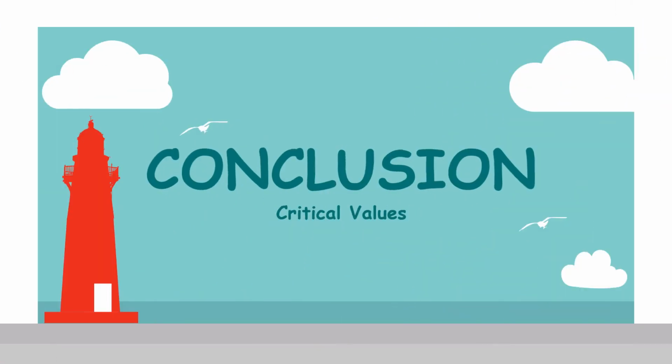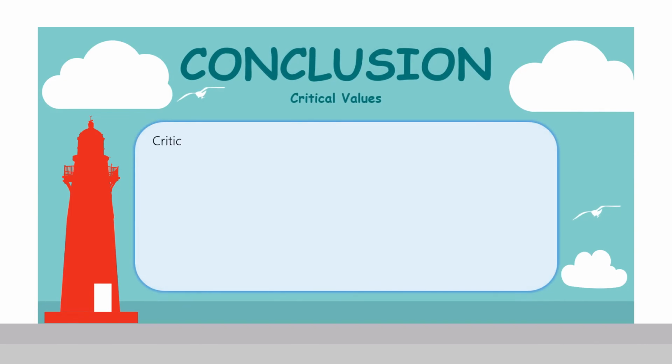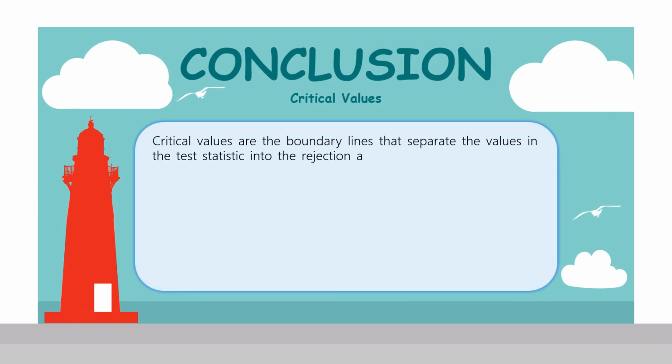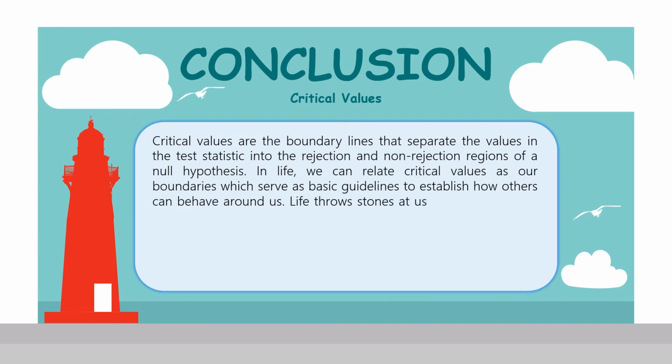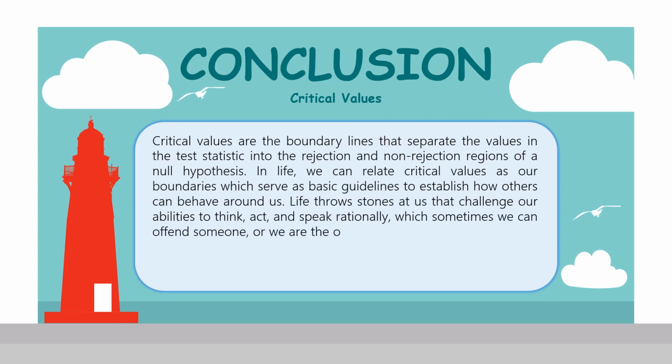To sum it up, critical values are the boundary lines that separate the values in the test statistic into the rejection and non-rejection regions of a null hypothesis. In life, we can relate critical values to our boundaries, which serve as basic guidelines to establish how others can behave around us. Life throws stones at us that challenge our abilities to think, act, and speak rationally, which sometimes we can offend someone or we are the ones being depleted.